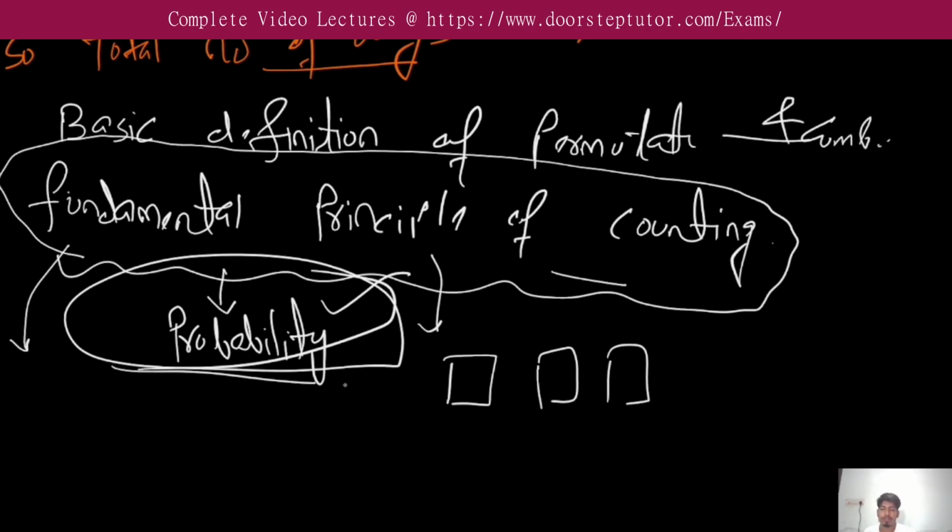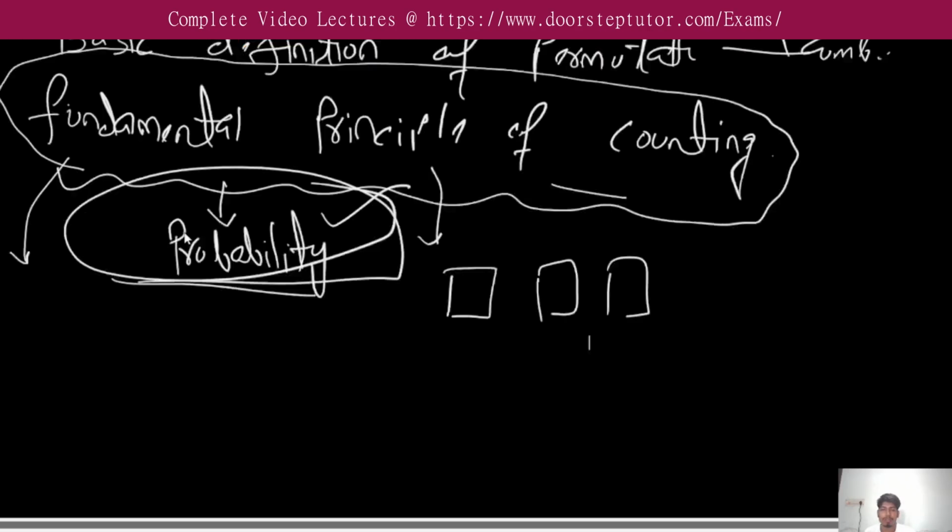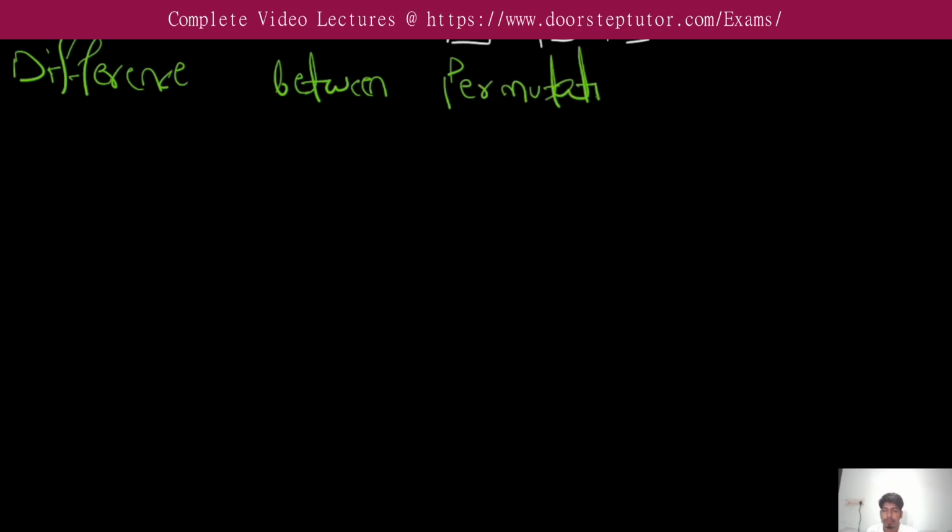So now we start with the difference between permutation and combination, then factorial notation, and then permutation. Okay, so let's start our lecture. Our first topic is the difference between permutation and combination.